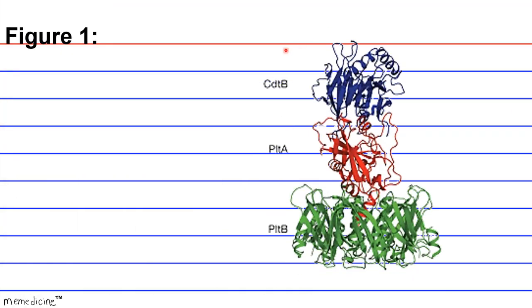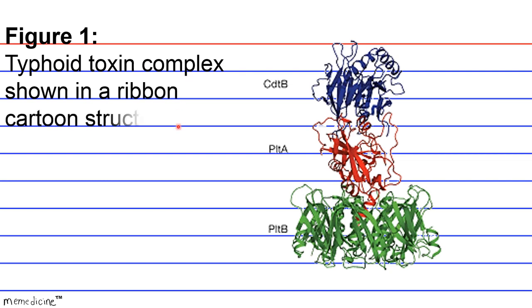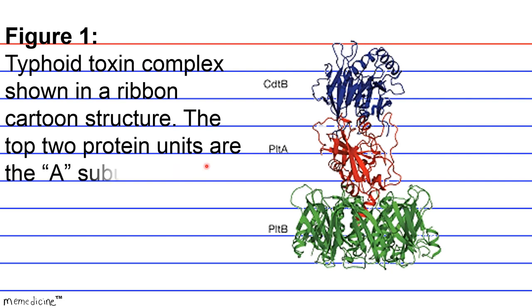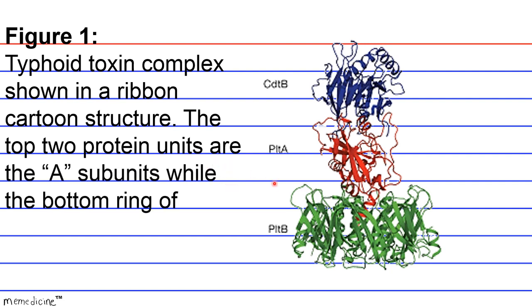Figure 1. Typhoid toxin complex shown in a ribbon cartoon structure. The two top proteins are the A subunits, while the bottom ring of peptides is B. So the two A subunits, CdtB and PltA, while the pentameric subunit on the bottom, PltB. Okay.